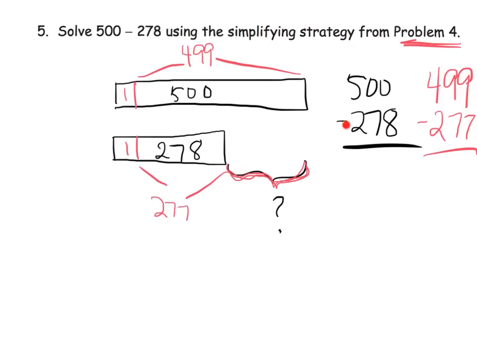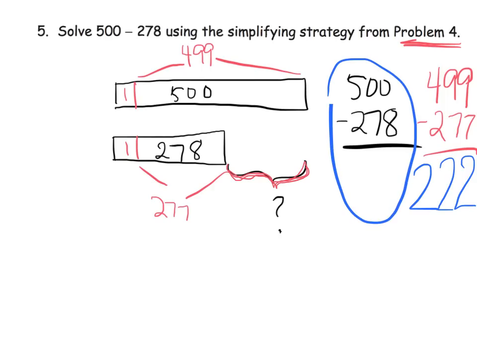So is it easier to do this problem in black or this problem in red? I would say it's probably easier to do this problem in red. So we have 9 take away 7, that gives us 2. And then we have another 9 take away 7, that gives us 2. And then we have 4 take away 2, and that equals 2. So the answer is 222. And so that means the original problem, the answer is also 222. And that's this simplifying strategy.